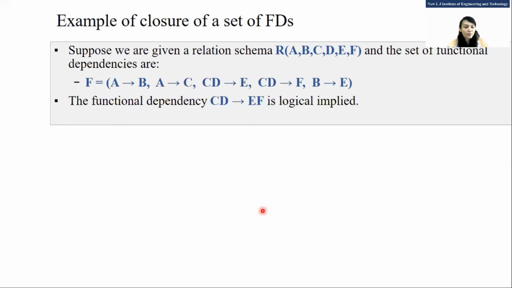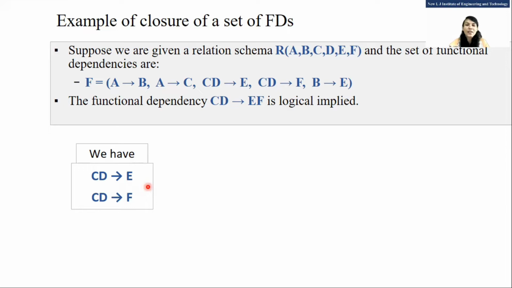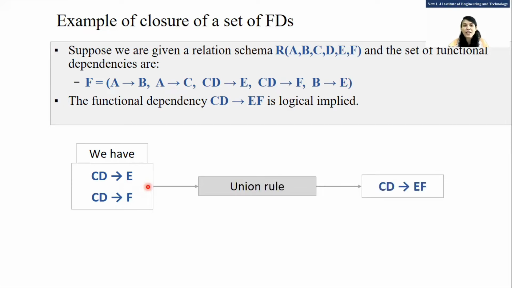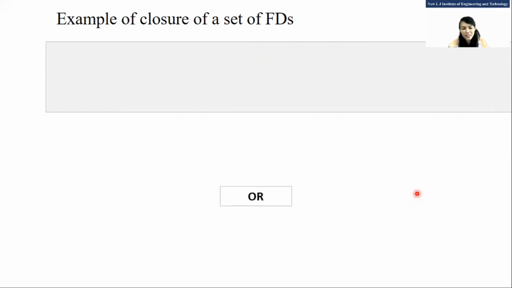In the same example, we have CD determines E and CD determines F. Now we can just remember that this is something like union, because on the left side we have the same attributes, and on the right side we have different attributes, so we can combine the right side attributes. So we can say that CD determines E, and CD determines F, so CD determines EF both. So with the union rule we are getting this dependency, CD determines EF.